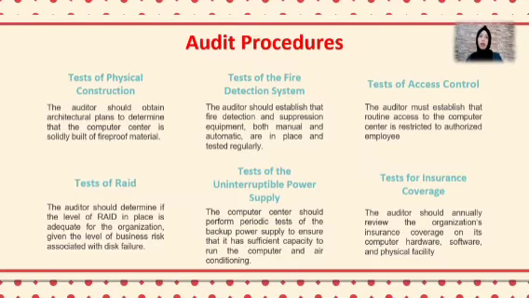Last one is the test for insurance coverage. The auditor should annually review the organization's insurance coverage on its computer hardware, software, and physical facility. The auditor should verify that all new acquisitions are listed on the policy and that obsolete equipment and software have been deleted. The insurance policy should reflect management's needs in terms of extent of coverage. For example, the firm may wish to be partially self-insured and require minimum coverage. But on the other hand, the firm may seek complete replacement cost coverage.